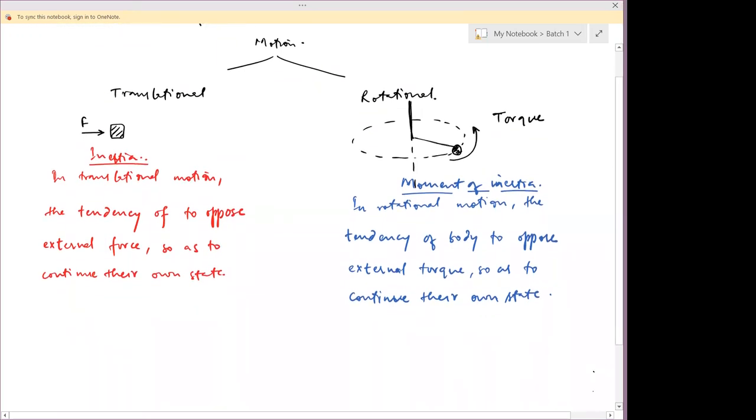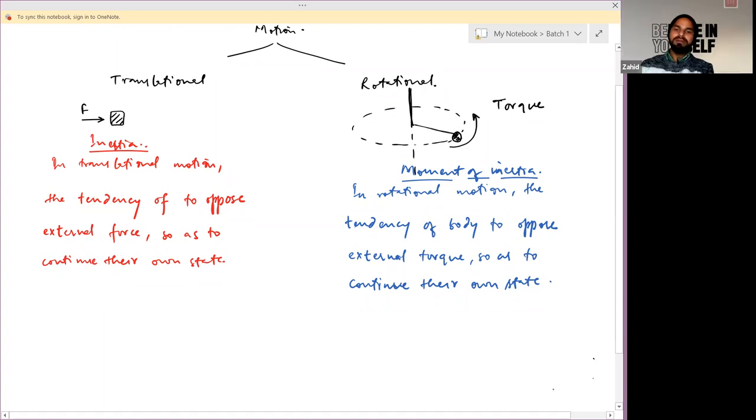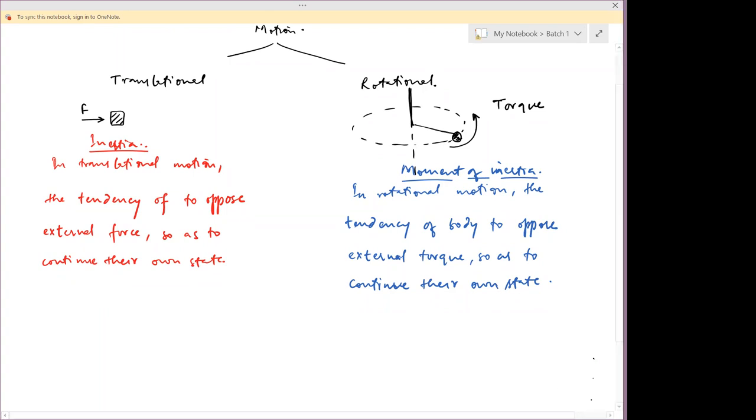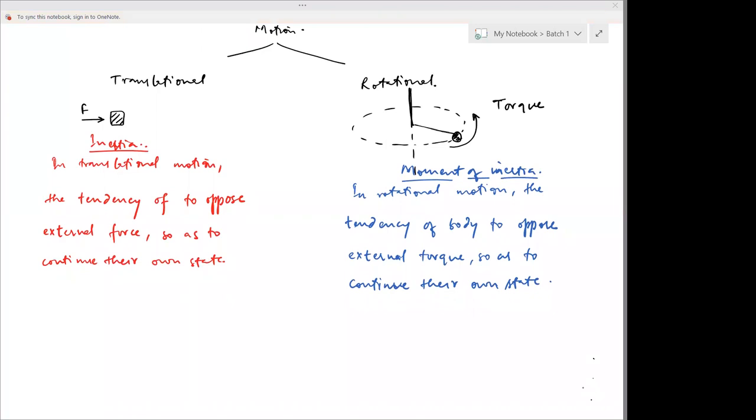Done, sir. Salman, you have written? Wait a second, sir. Okay. Okay, sir, done.